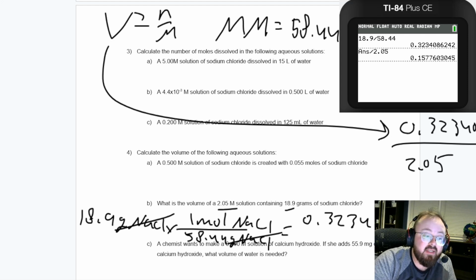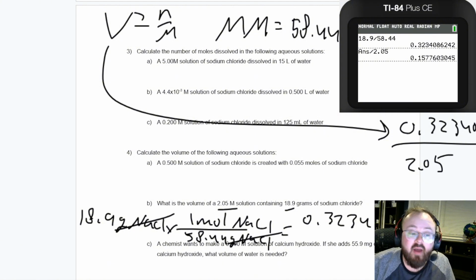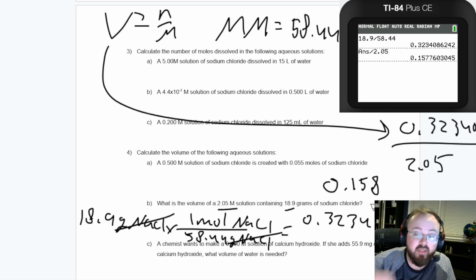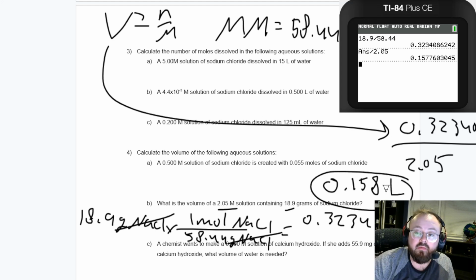Now I'm going to worry about the significant figures. I have 3 sig figs on both of my starting values, 2.05 and 18.9. So my final answer is going to be 0.158. What is my unit? Concentration is measured in moles per liter. Has to be liters. There's a chance in the future I might ask you a question like this and I say, give your final answer in milliliters. And you're just going to have to do an extra conversion at the very end. Okay?